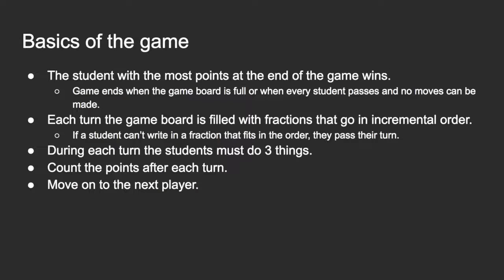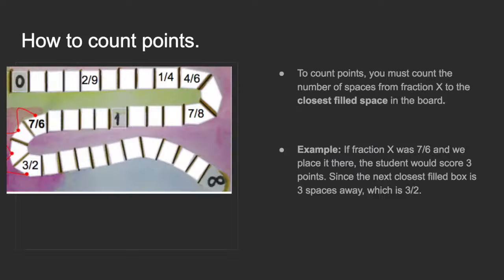Once the student finishes up their turn, you should count the points they have earned. You count the points by counting the amount of spaces from the fraction x to the closest filled space on the board. For example, suppose the next fraction to play was 7 over 6. This fraction is greater than 1, but it is lesser than 3 over 2, so it must be in a space between those 2 numbers. If we play it in that spot on the board, it will be 3 spaces away from the next filled up space. This student will receive 3 points for this turn.